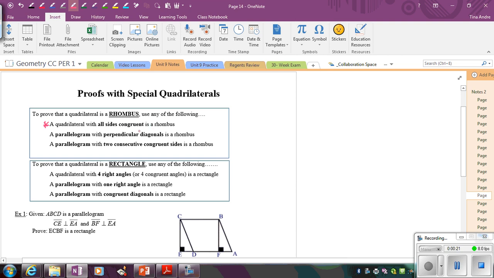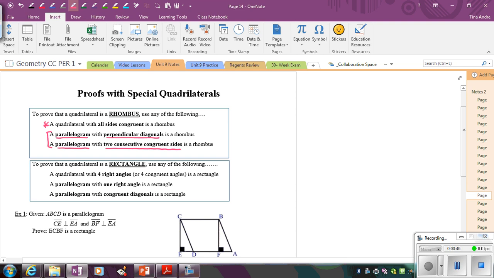You could show that. The other two options are possible, but keep in mind that you have to first show that you have a parallelogram. A parallelogram with perpendicular diagonals would make it a rhombus, or a parallelogram with two congruent consecutive sides would also make a rhombus. But you have to make sure for those that you show it's a parallelogram first.